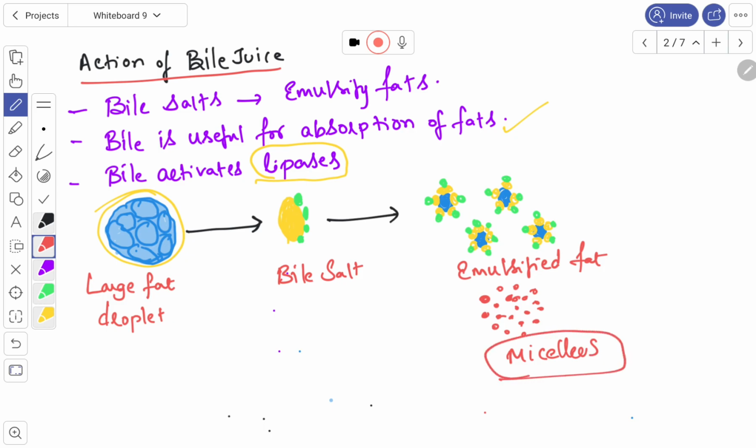This is very important. Micelles play an important role in absorption. We'll see that in the absorption of foods. So large fat droplets in the presence of bile salts are converted into small fat droplets called micelles. The conversion of large fat droplets into small fat droplets is called emulsification. Let us see the next one.